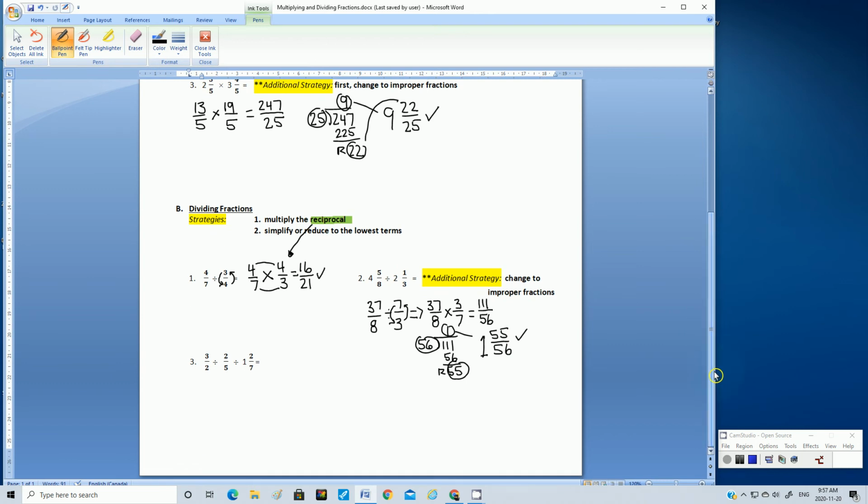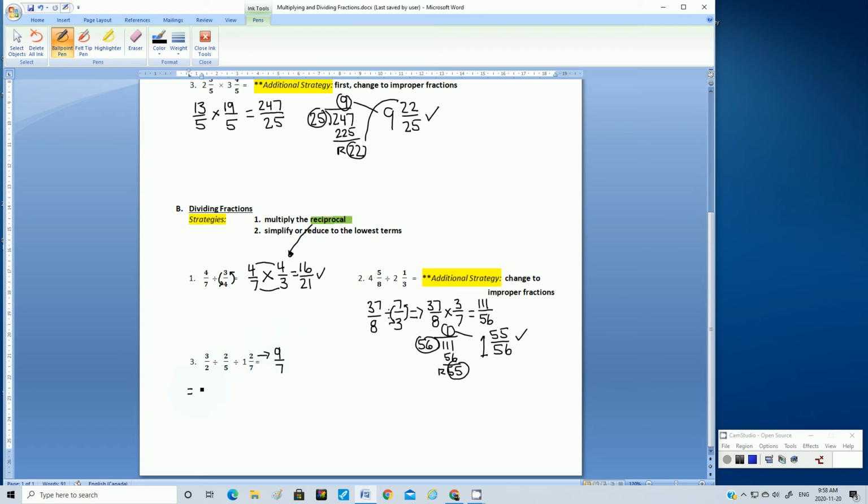All right, so let's have a look at number 3. Number 3 kind of combines all of the skills. Now, if we look at the first fraction, it's an improper fraction. That's what we want. Second fraction is just a proper fraction, even better. The third fraction is a mixed number. So let's change this mixed number into an improper fraction. All right? So the whole number, 1 times the denominator, 1 times 7 is 7. We add the numerator, 7 plus 2 is 9. So this fraction is actually 9/7.